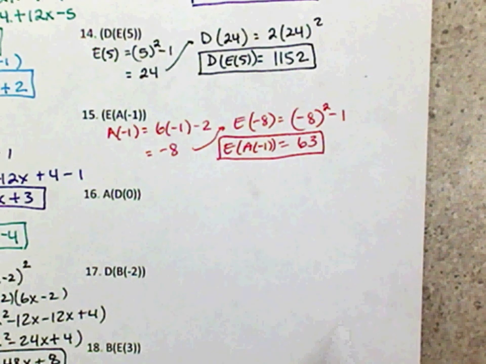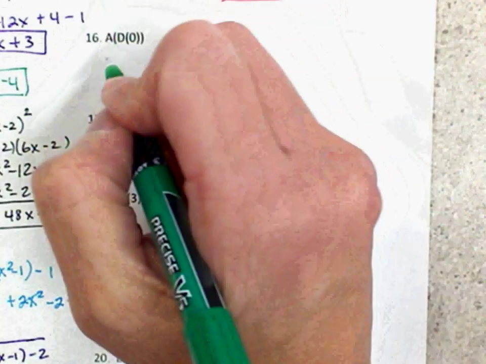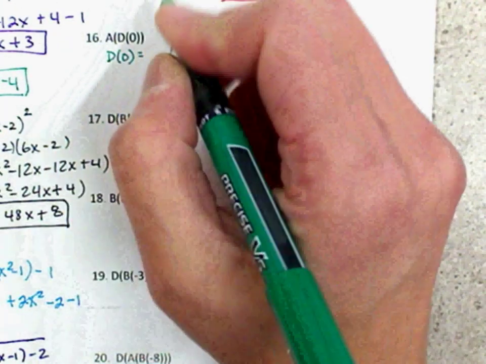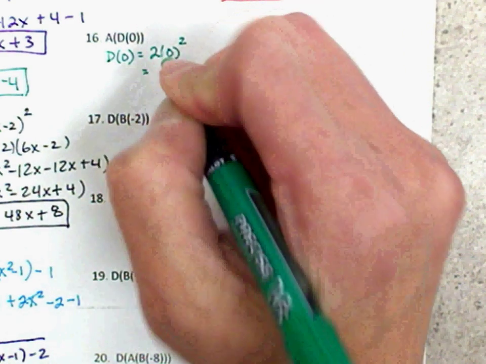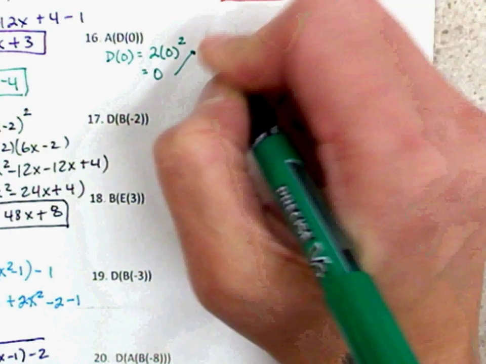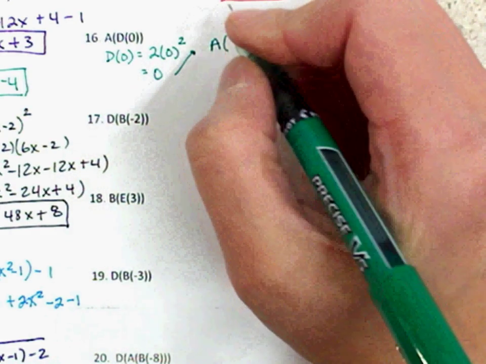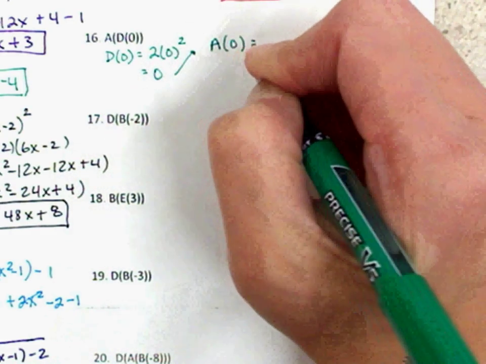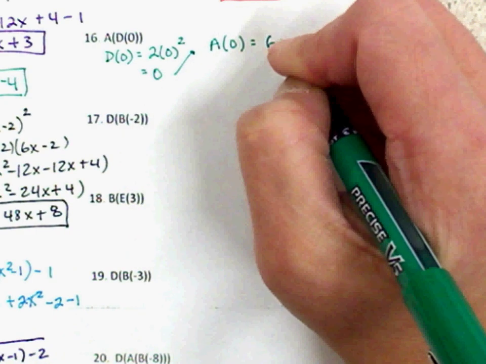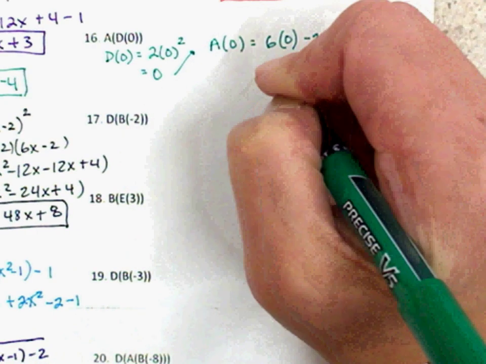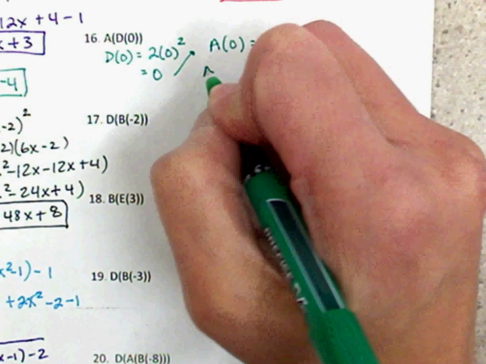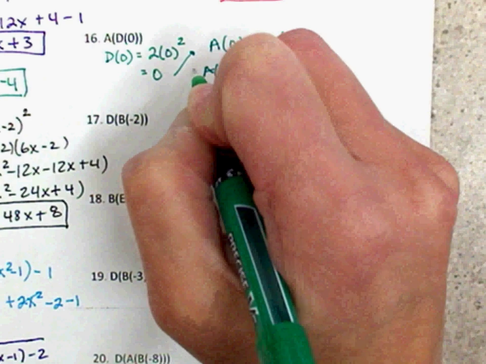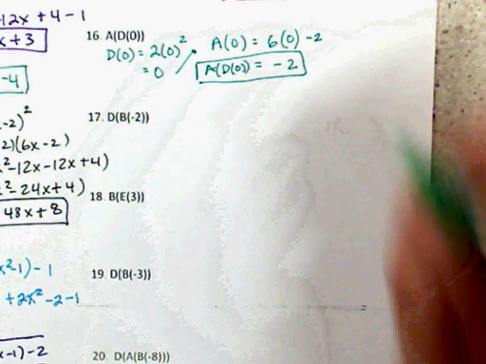Let's go to number 16. All right. So we're going to start off with D of 0. So we're going to go to D. 2 times 0 squared. 0 squared is 0 times 2 is 0. We're going to plug that into our new value for A function. A of 0. And A is 6 times x. So x is 0 minus 2. 6 times 0 is 0 minus 2 is negative 2. So you have A of D of 0.